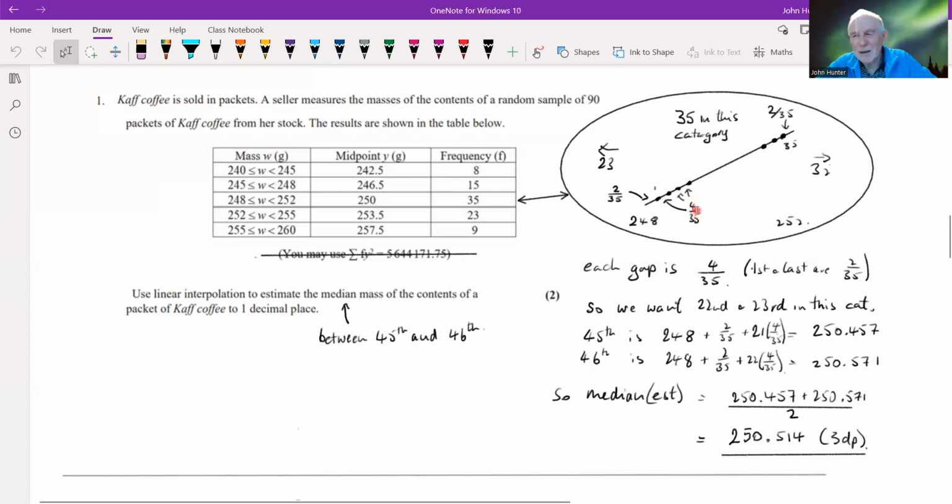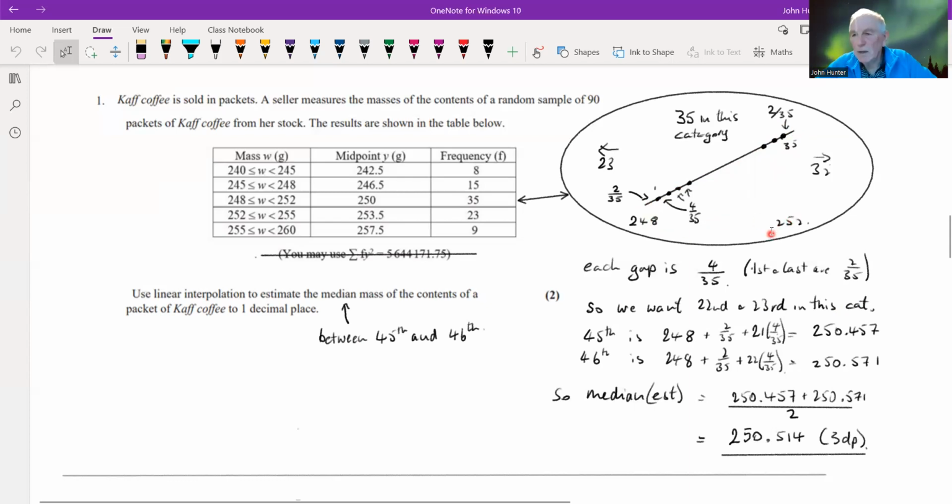Now, I might be getting a little bit picky here, but the way I've done this is I've said they start part way up, because remember we've got a category further down here. Assuming they're spread evenly, there won't be anything actually at 248. The first one will start half a width up, and the last one finishes half a width from the end. So if we add all those lengths, we've got all these 4 35ths, and a couple of 2 35ths, one at each end, and that will fill up your total width of 4.